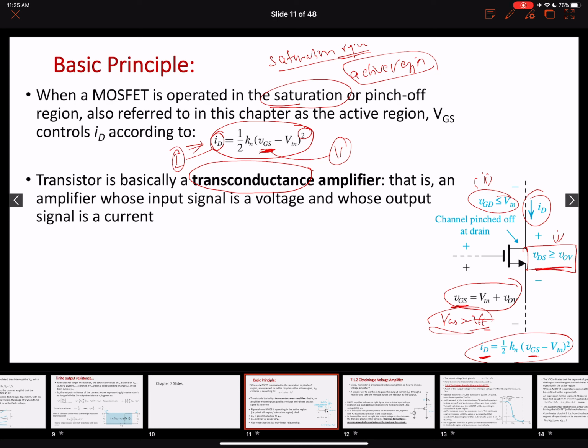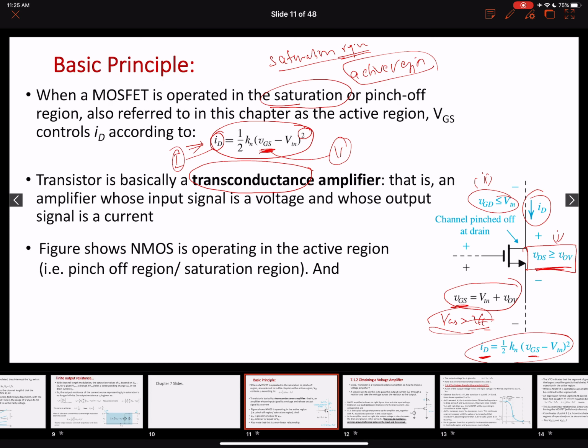Okay, so this is the overall potentials across the NMOS transistors to operate that in the saturation region, and we're going to see that this is how we will operate the transistor in the amplification circuit too. Okay, so this figure is for the active region or the saturation region. Again, we are going to use these words interchangeably.